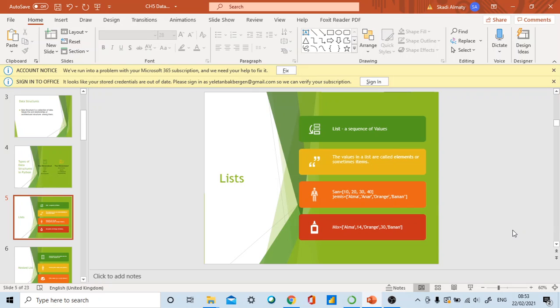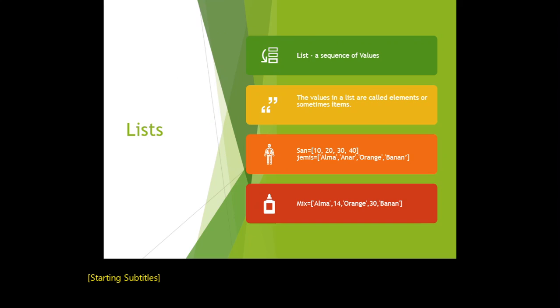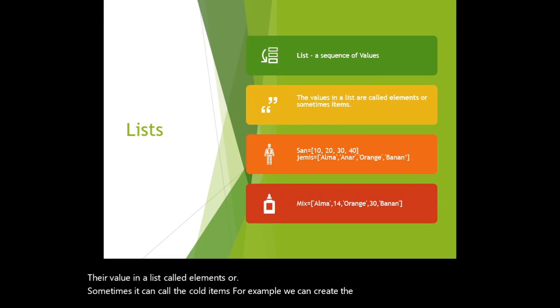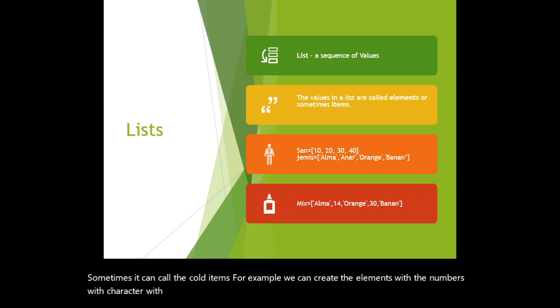First we will discuss list. What's a list? A list is a sequence of values. The values in a list are called elements, or sometimes items. For example, we can create the elements with numbers, with characters, with strings, or we can create a mix.